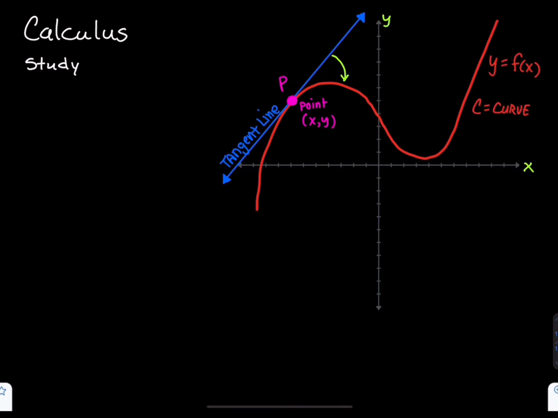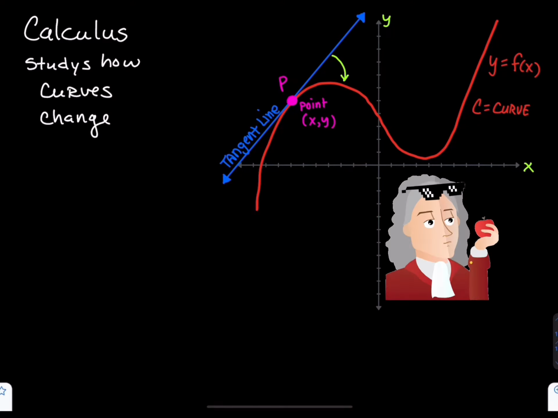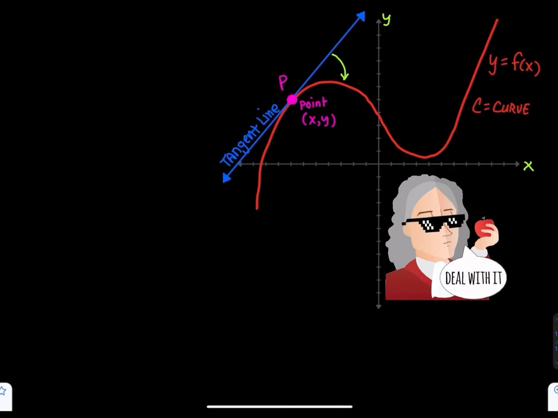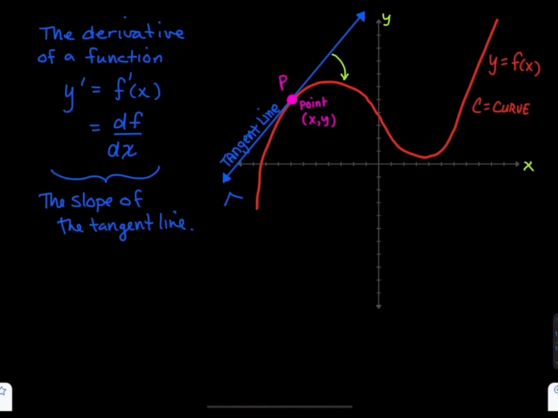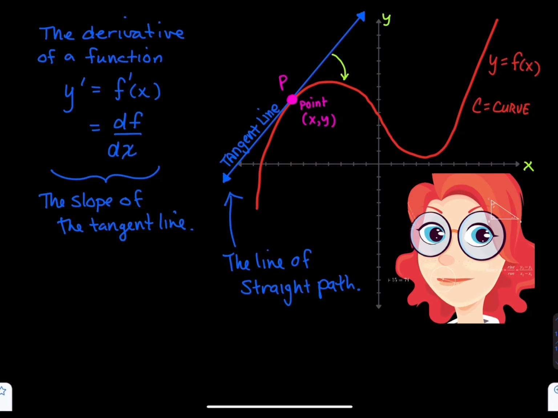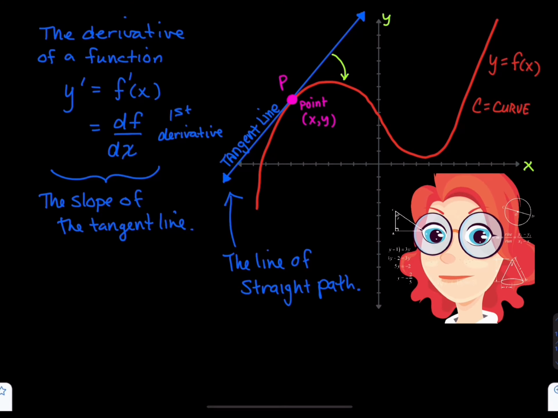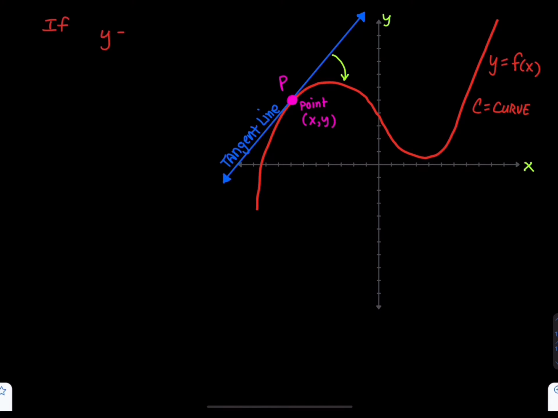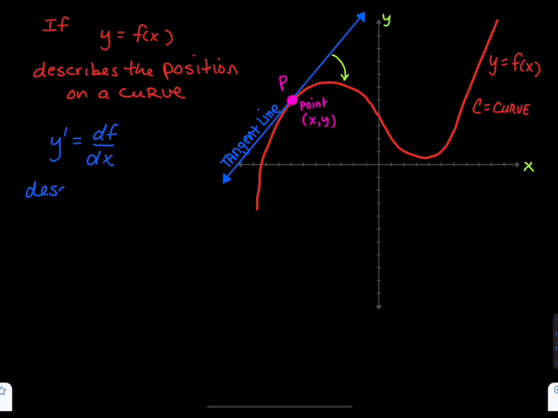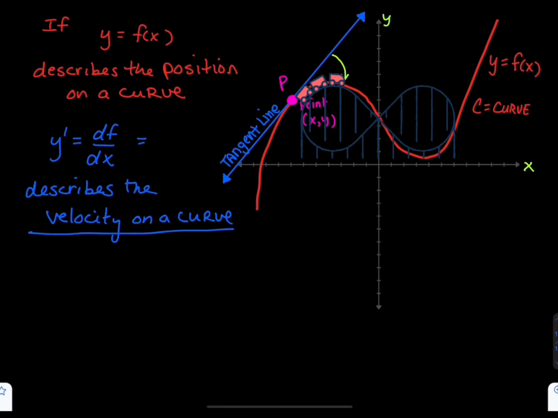So, given a point on a curve, the tangent line describes a straight path, and calculus helps us describe what the slope of that tangent line is. df/dx, or f prime, is the derivative of the curve at that particular point. It describes how fast, or the velocity of how fast, something is moving along the curve. So if f of x is the position, the first derivative is the velocity along the curve.